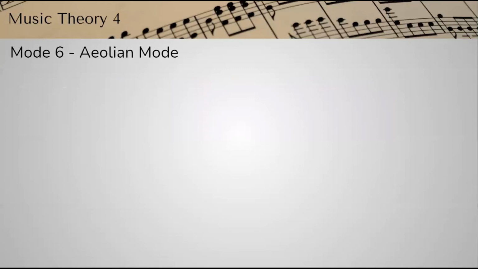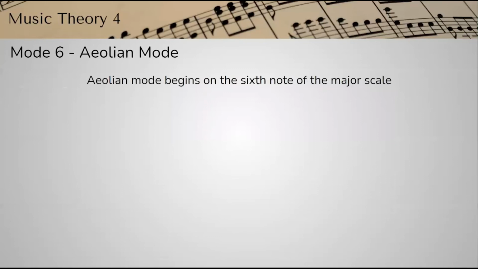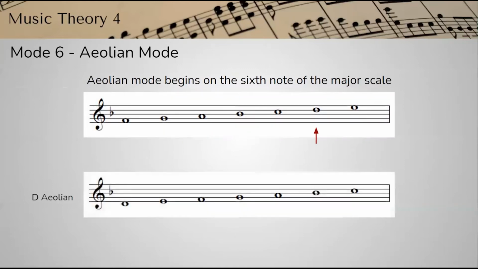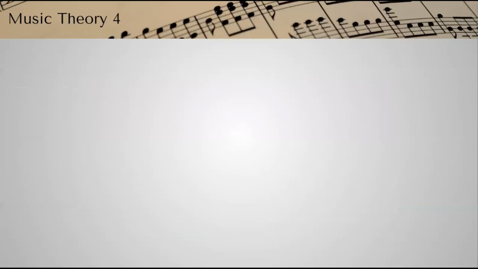Okay, then we get to Aeolian, and Aeolian mode begins on the 6th note of a major scale. In this case, the note D. So D Aeolian, if I play it, is identical to a natural minor scale. Okay, so it's minor with no alterations.